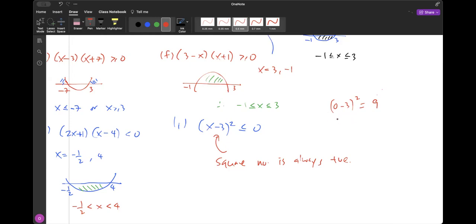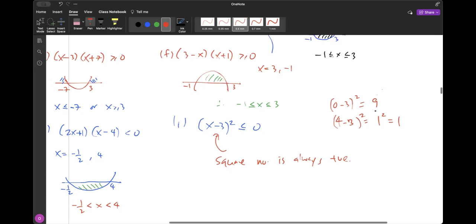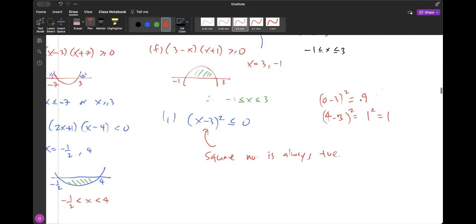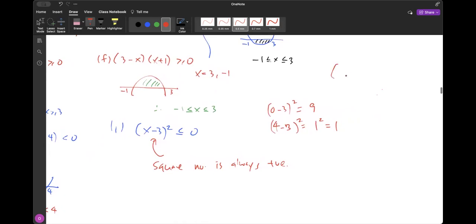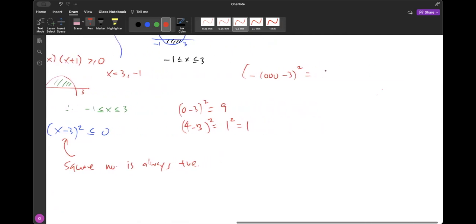If you put 4 inside, that becomes 1 squared, which is still 1. So no matter what value that you put in, can you name a value so that you'll get negative? Is there any value that you put in that produces a negative value? If you put a very big positive value, it is positive. You put a very big negative value, what will happen? It is still going to become something positive, right?